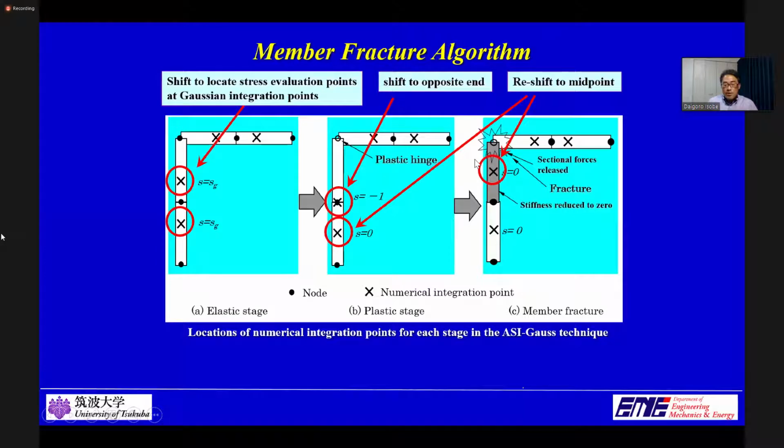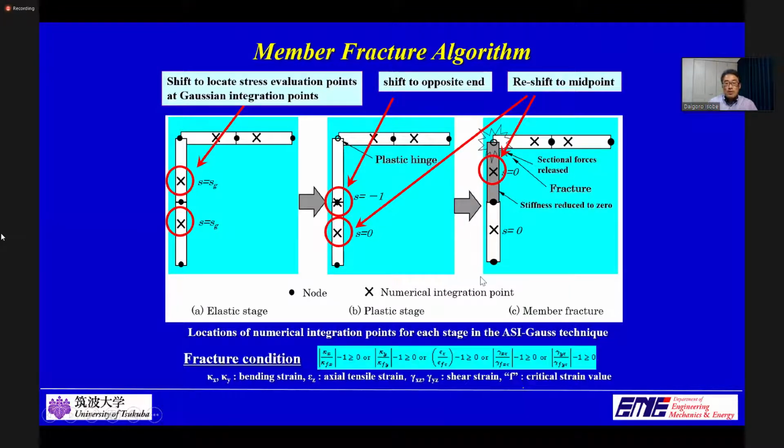When fracture is judged to occur, the numerical integration point of the element is shifted back to its midpoint, and the stiffness is reduced to 0 to deactivate the element. Sectional forces exerting at the fracture section are released instantly at the next step after fracture has occurred, which is determined by using this fracture condition containing each strain value.